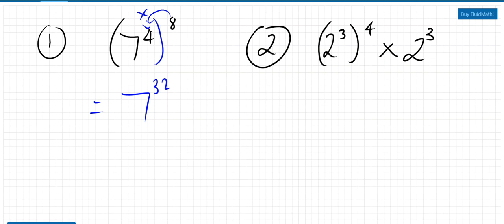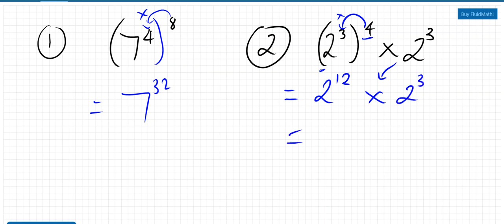With number 2, there are two parts to this. I can see brackets here, but then I've got times 2 to the power of 3. Just like BIDMAS, we'll do our brackets first, because brackets come first. In my brackets, I've got 2 to the power of 3. So my base is 2 in the brackets, and I'm going to go 4 times that 3, so times the power 4 with the 3 inside the brackets. 4 times 3 is 12. Now don't forget to write down the rest of the question: times 2 to the power of 3.